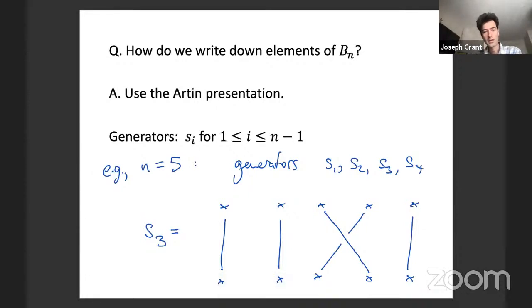Hopefully you can see why if we have 5 strings, we have 4 generators, because each of them uses 2 adjacent strings. So these are the generators in the Artin presentation. And it's a theorem that these elements do generate the group. So by composing various combinations of these generators and their inverses, you can get any possible braid.